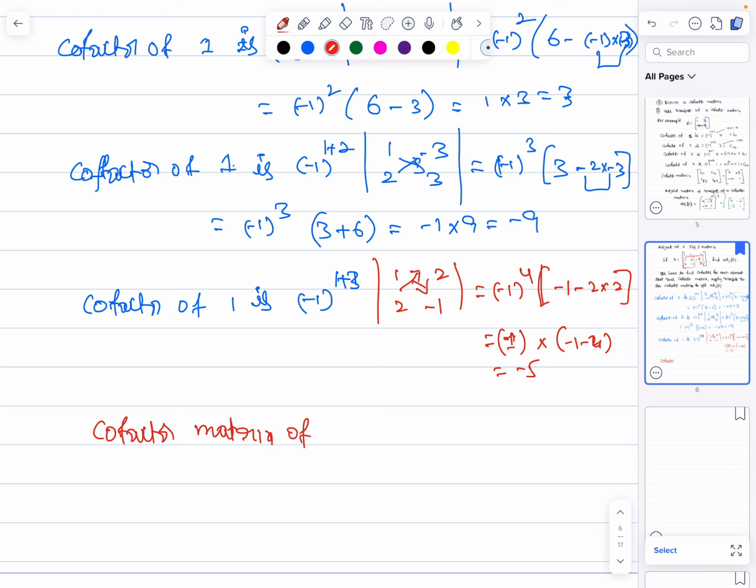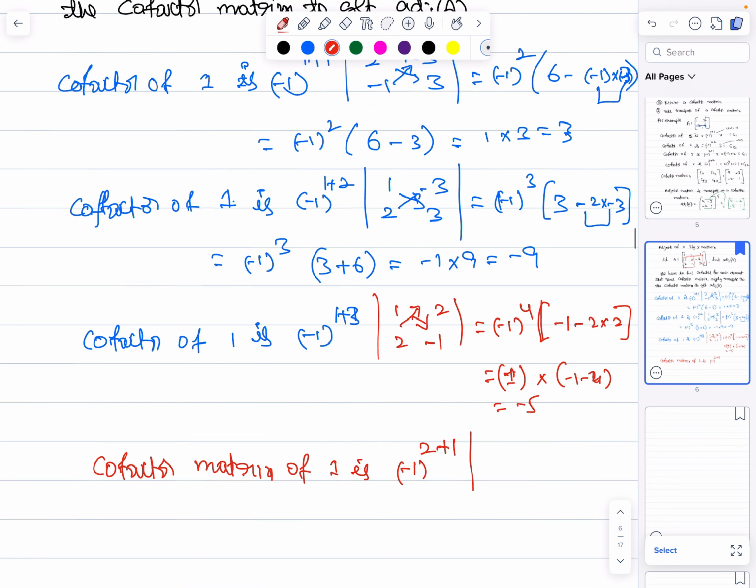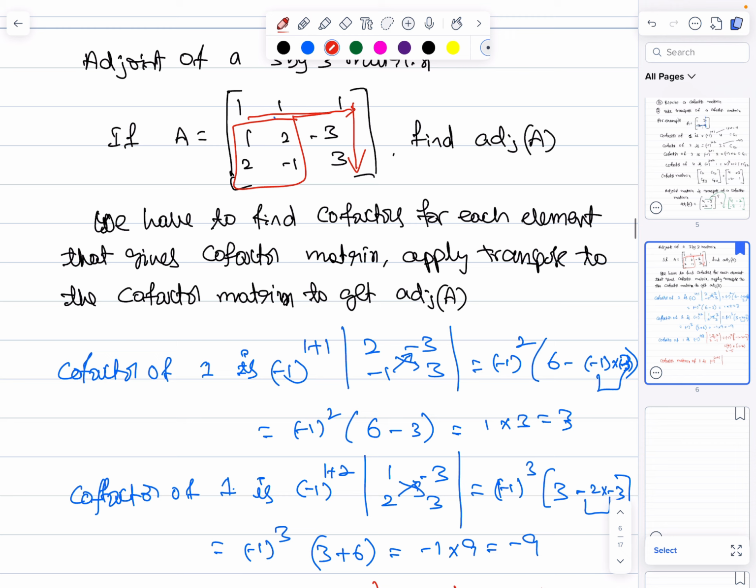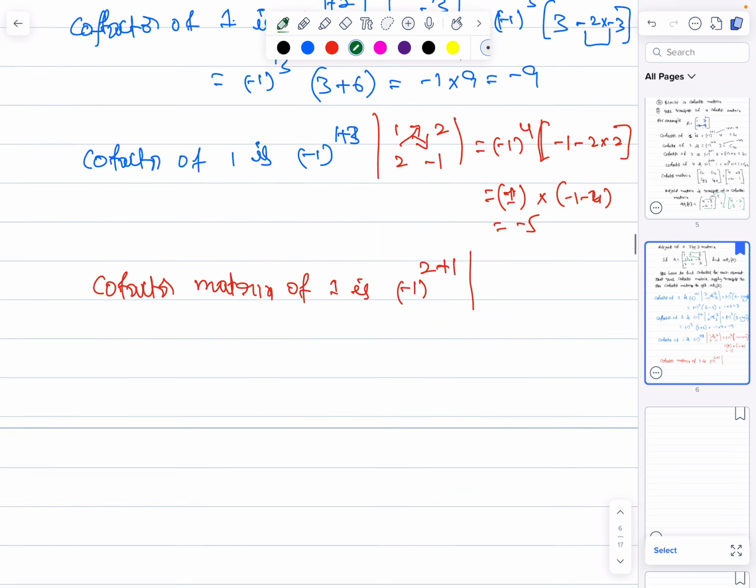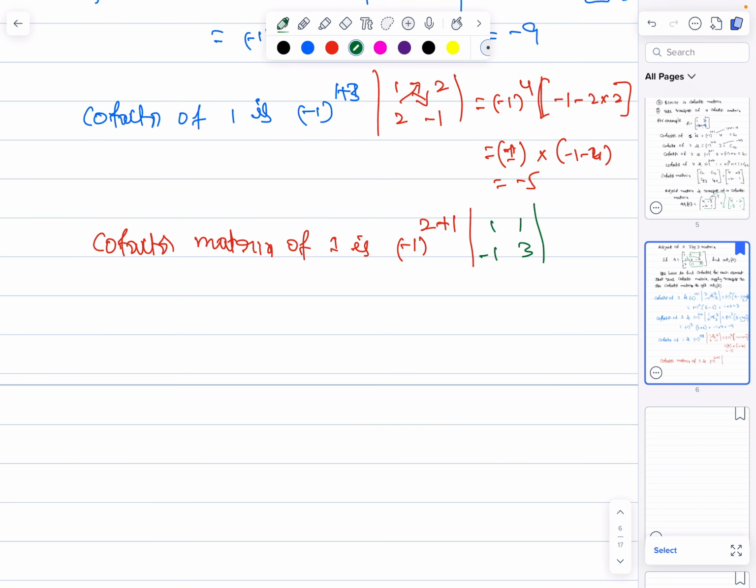Matrix of, what is the second row? Second row is 1, 1, minus 1. Second row first column multiplied with second row first column. If you look at this second row first column, that is this row and first column. So you are left with this 1 1 and minus 1 3 as a submatrix. Therefore 1 1 minus 1 3 is a submatrix.